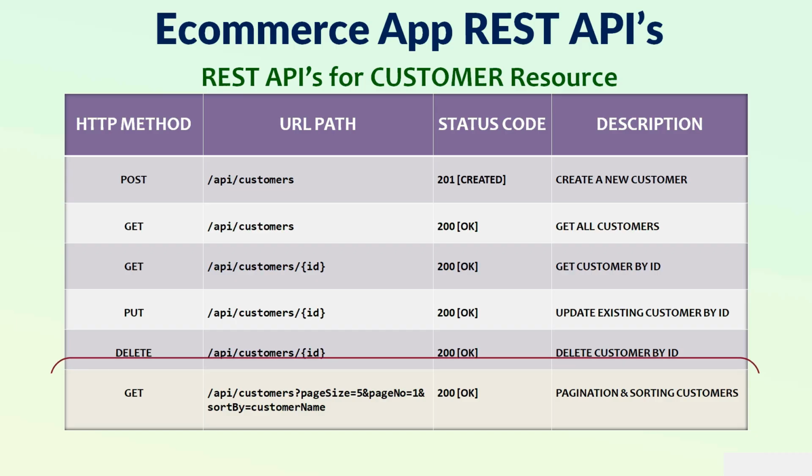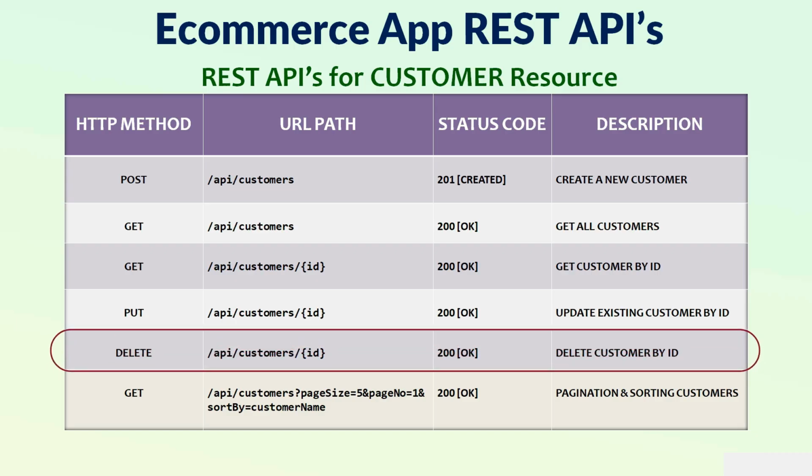Hi everyone, welcome back. This is the customer resource API design. Here, this is the delete customer by ID REST API. It will handle the HTTP DELETE method, and the URL is /api/customer/ID. Here we need to provide the ID dynamically, and its status code is 200 OK.